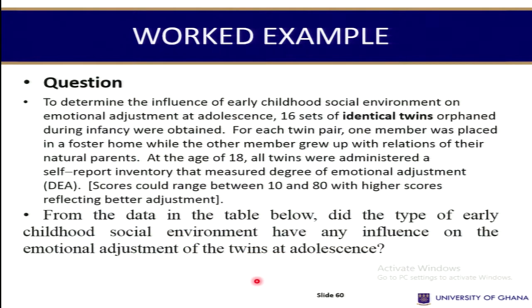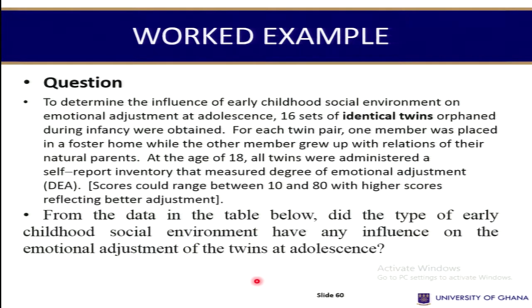So now let's have a clear worked example and go through the 6 steps to see how it applies. We have a question here, and I think it's a past question, to determine the influence of early childhood social environment on emotional adjustment at adolescence. 16 sets of identical twins orphaned during infancy were obtained. For each twin pair, one member was placed in a foster home while the other member grew up with relations of their natural parents. At the age of 18, all twins were administered a self-report inventory that measured degree of emotional adjustment, that's DEA. Scores could range between 10 and 18, with higher scores reflecting better adjustment.